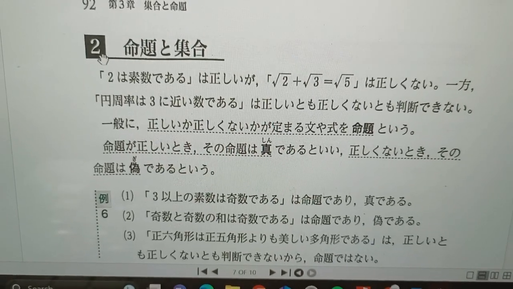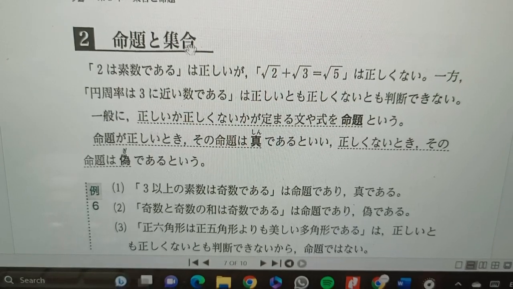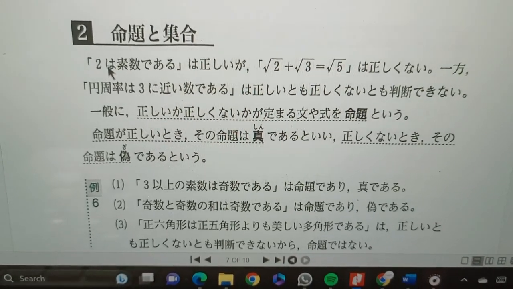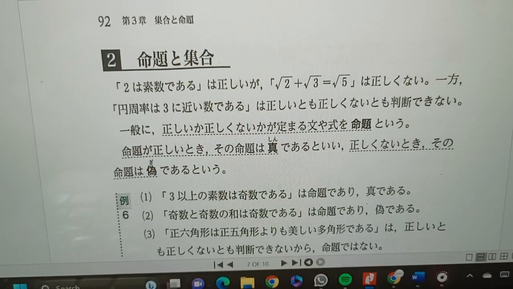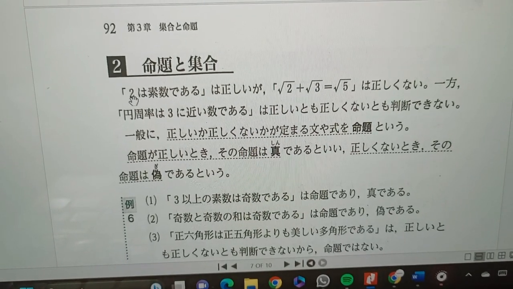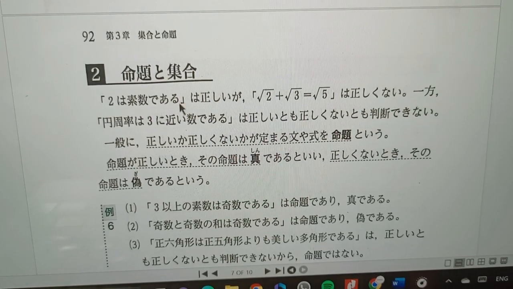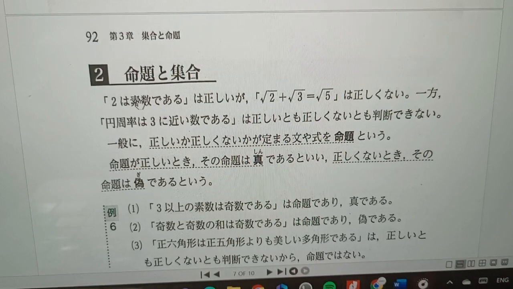Okay, now we are learning about meidai to shugo, propositions and sets. Ni wa sosu de aru. 2 is a prime number. Wa tadashi ga, it is right. 2 is a prime number.